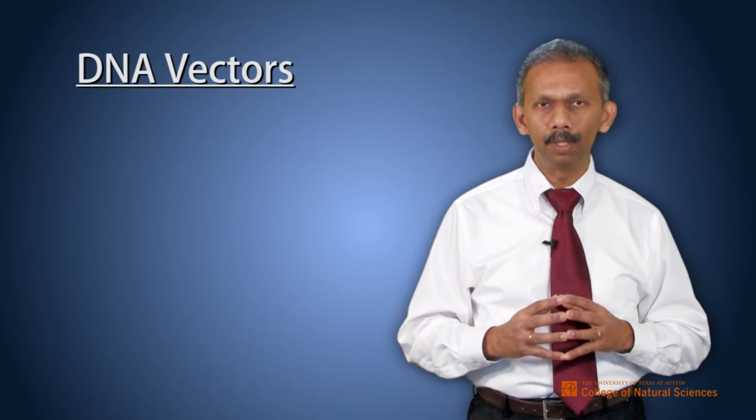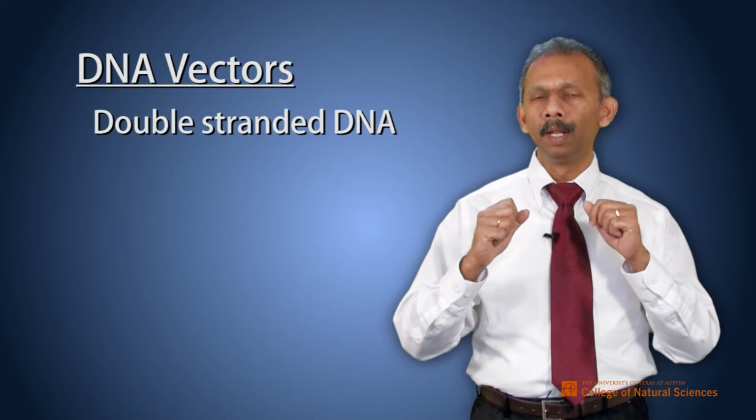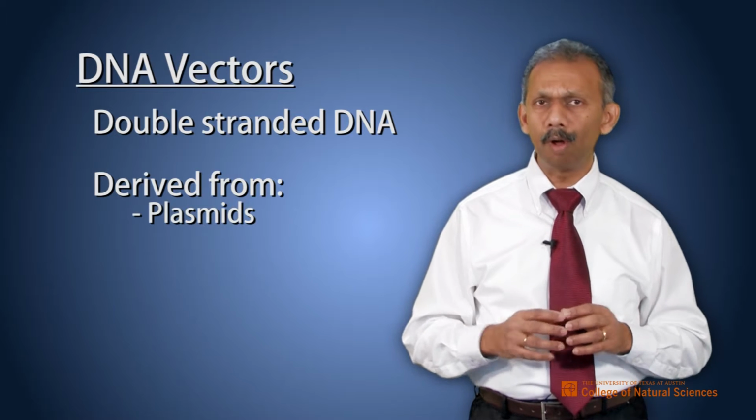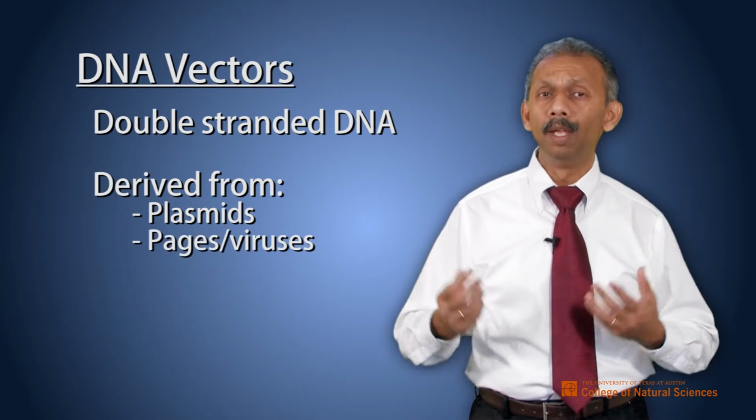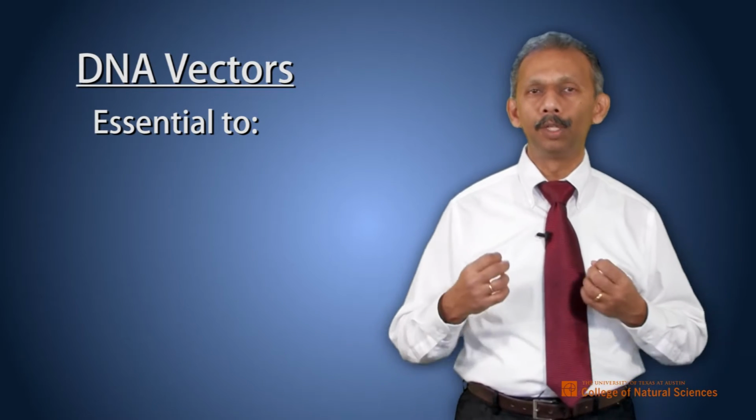The next set of tools is called the vectors, or cloning vectors. This is not the same as the map vector. The cloning vectors are double-stranded DNA, derived from bacterial plasmids, called plasmid vectors, or derived from bacteriophages, which are bacterial viruses, called phage vectors. These are essential to take DNA from one organism, insert it into the vector, and replicate in a host cell. So these are essential to create recombinant DNA, copy recombinant DNA, and transfer recombinant DNA.